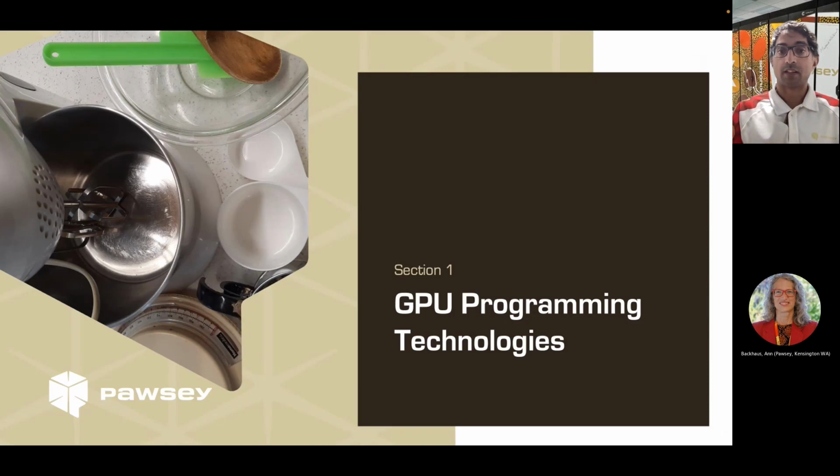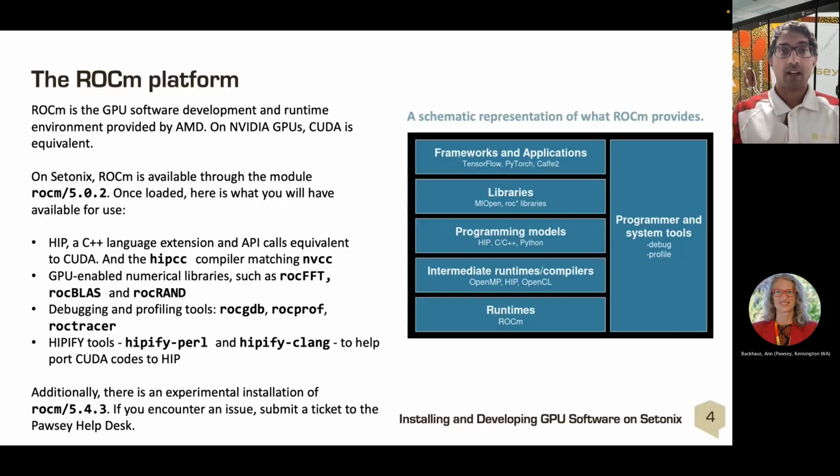All right, so let's dive into the GPU programming technologies. So the main basis of Setonix is AMD GPUs, and because of the transition from NVIDIA to AMD GPUs, there's a transition of GPU technologies. And the main one is the ROCm platform. So ROCm is the GPU software development and runtime environment provided by AMD. On NVIDIA GPUs, such as was on Topaz, it would have been the equivalent of CUDA. So CUDA is there, and here we have ROCm.